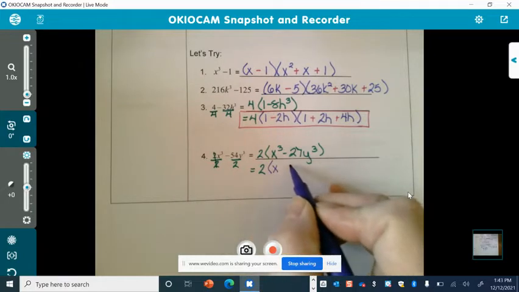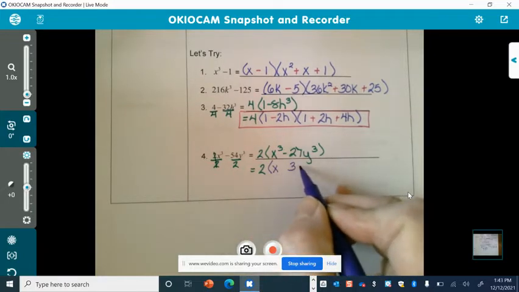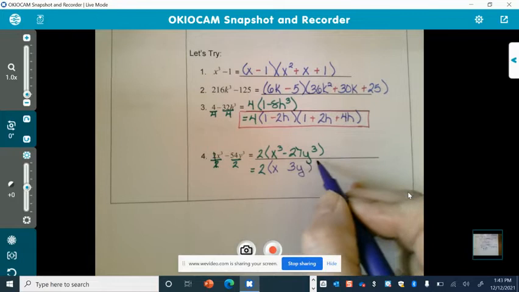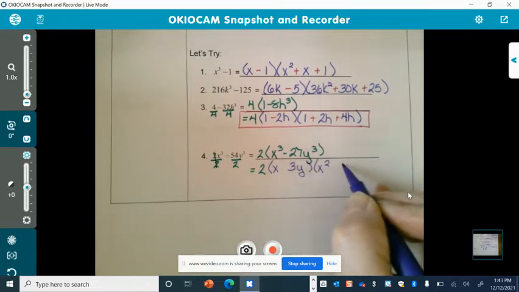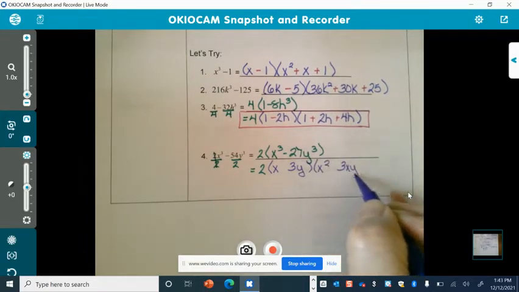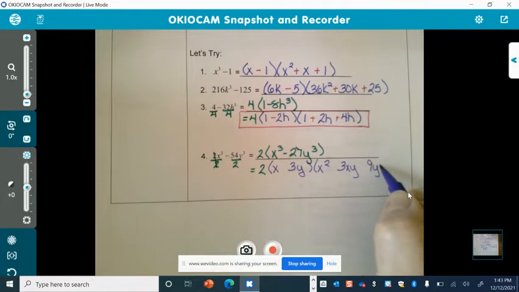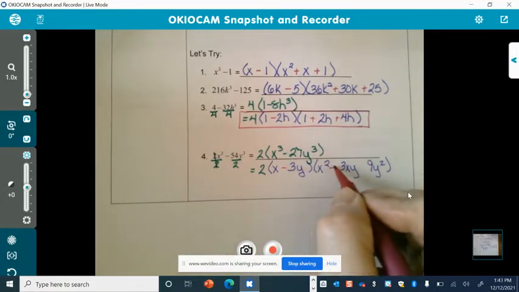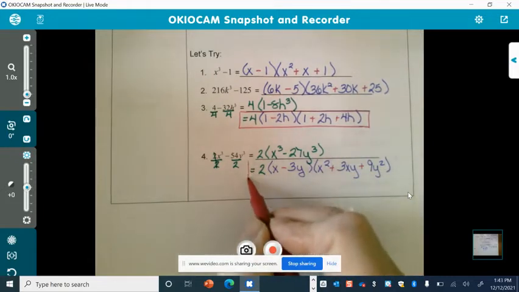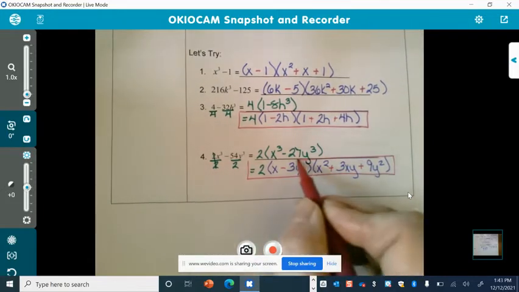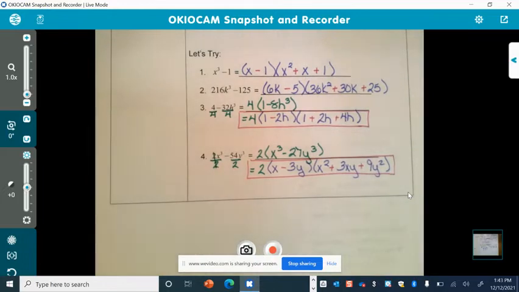Cube root of x cubed, cube root of 27, cube root of y cubed. Square the first, multiply the two together, square the last, and apply SOAP. Final answer. All right, so those are the special cases that we're dealing with.